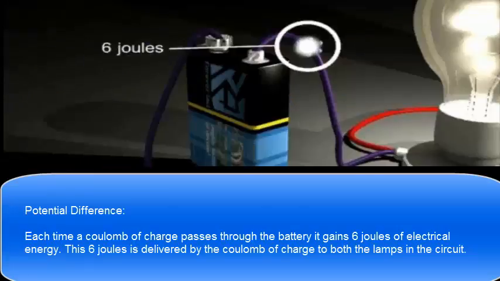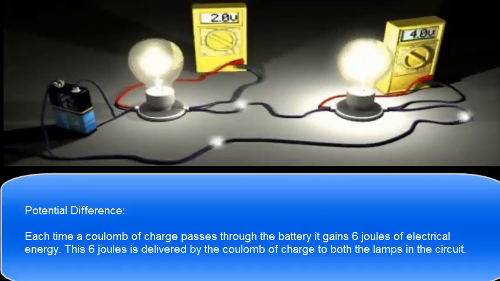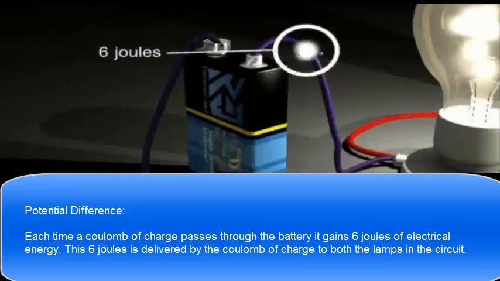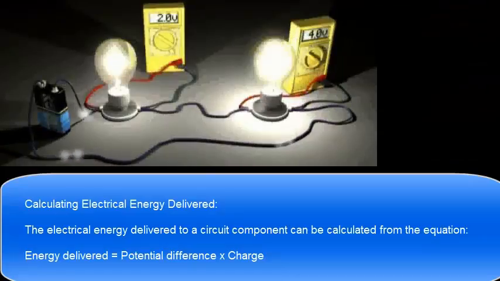Each time a coulomb of charge passes through the battery, it gains 6 joules of electrical energy. This 6 joules is delivered by the coulomb of charge to both the lamps in the circuit. Calculating electrical energy delivered. The electrical energy delivered to a circuit component can be calculated from the equation energy delivered equals potential difference times charge.